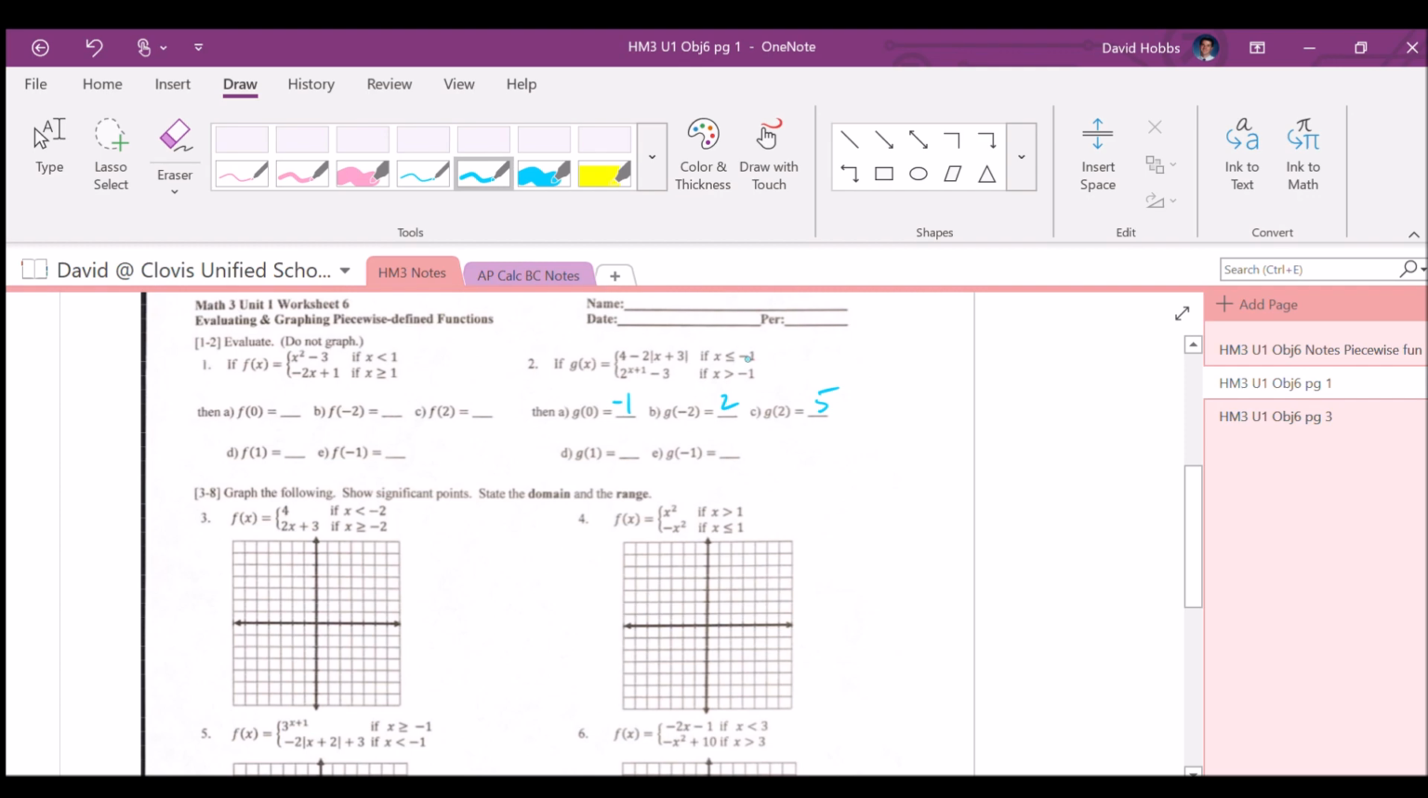G of 1, that goes to the bottom rule. 1 is greater than negative 1. 2 to the 1 plus 1, 2 to the second, 4, minus 3 is 1. G of negative 1, that goes to the top rule because that's where it's included. Negative 1 plus 3 is 2. Absolute value of that is 2. Negative 2 times 2 is negative 4. 4 minus 4 is 0. Okay.